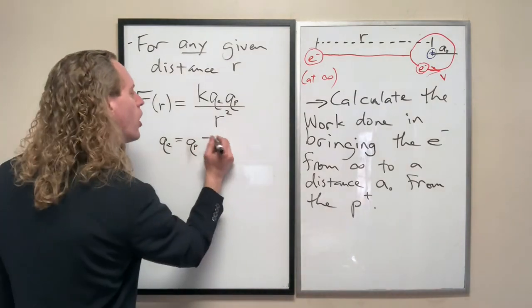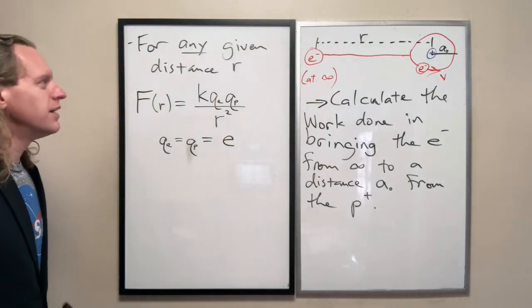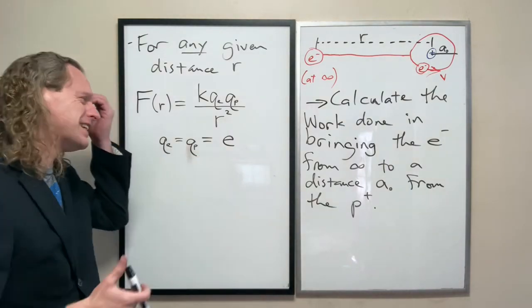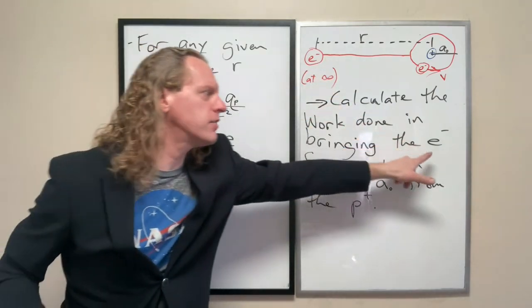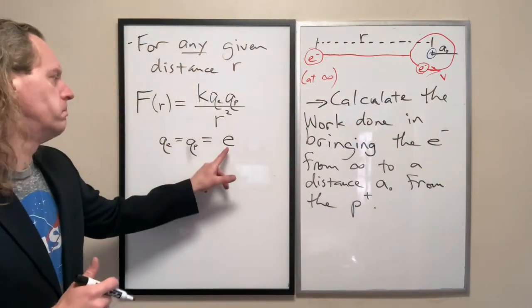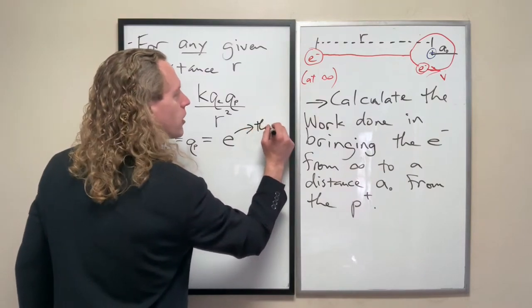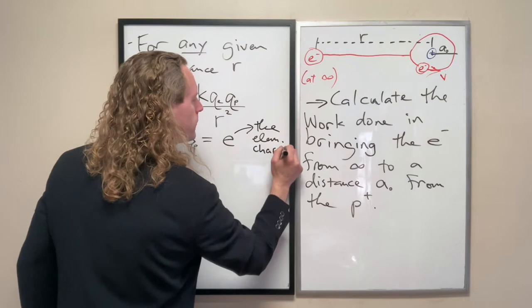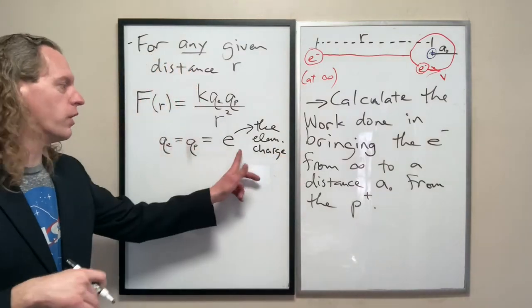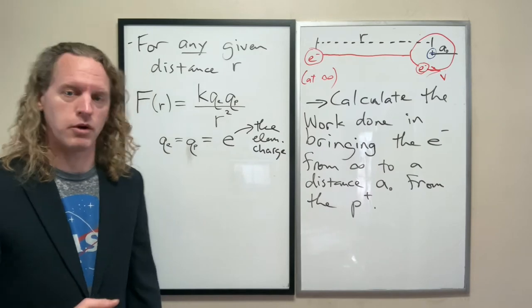And then we're just going to call both of those simply e. Now, on the one hand, that's a little bit confusing notation because I'm using e minus as shorthand for the electron, but this is absolutely standard and this stands for the elementary charge, which as you recall is 1.602 times 10 to the minus 19 coulombs.